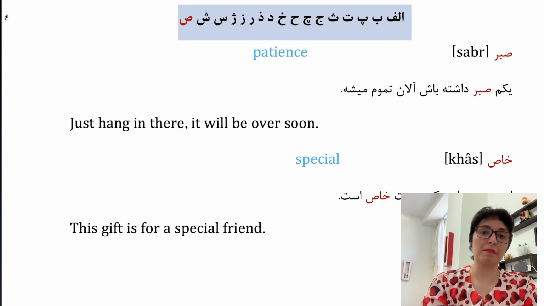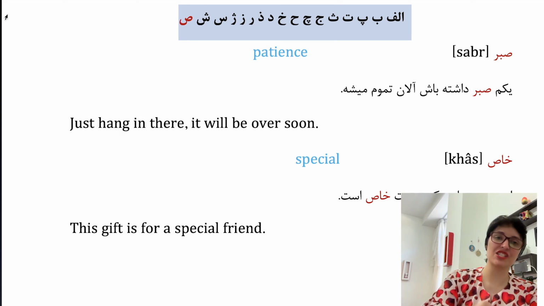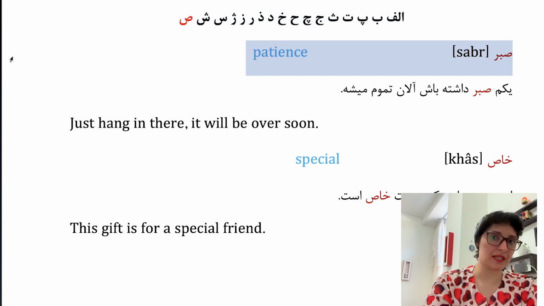Now let's make some new words with the letters that we know so far. Alef, be, sajim, cheh, dal, za, rez, je, sin, shin, sad. The first is sabr. Sabr is the noun. And we have the verb sabr kardan.